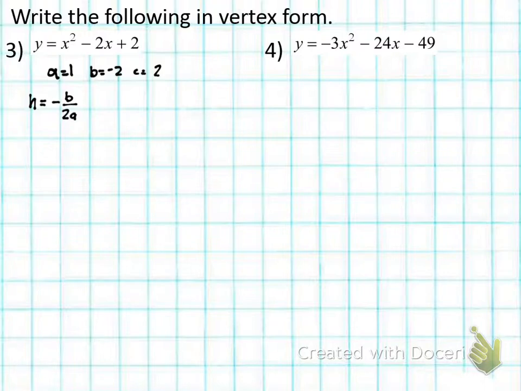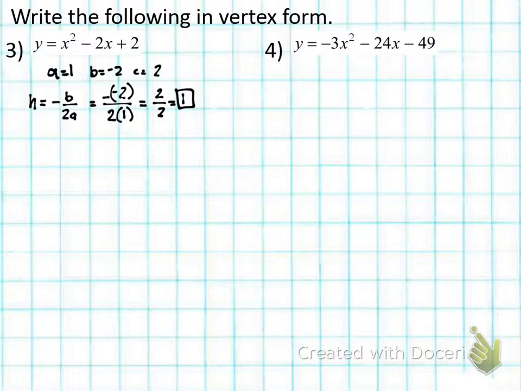Then we need to find H, which is going to be equal to negative B over 2A. So we're plugging in B as negative 2, so it's going to be negative negative 2 over 2A, which is 2 times 1. Okay. Negative negative 2 is equal to positive 2. 2 times 1 is 2. 2 divided by 2 is 1. Okay? So our H is equal to 1. I'm going to box that 1 so I know that that's there. Am I going too fast?